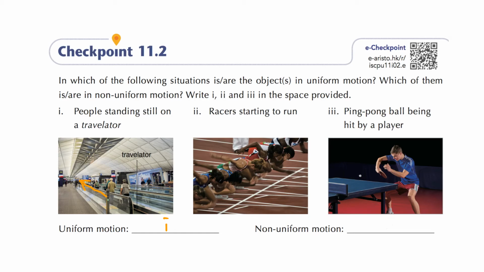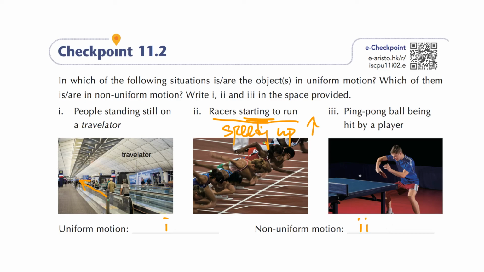And then the racer starts to run. At the very beginning, the racer is stopped right there, not moving, and then changes to a very high speed. So in the process, they are speeding up, the speed is going up. You'll find that they change the speed, so this one will be an example of non-uniform motion.